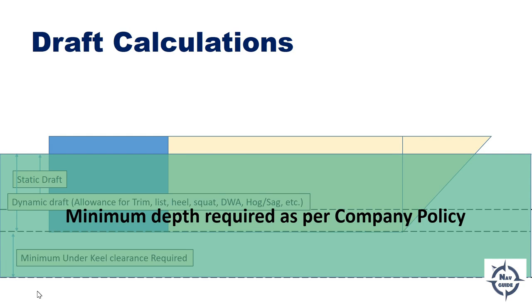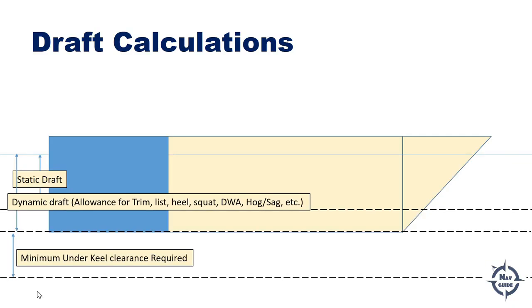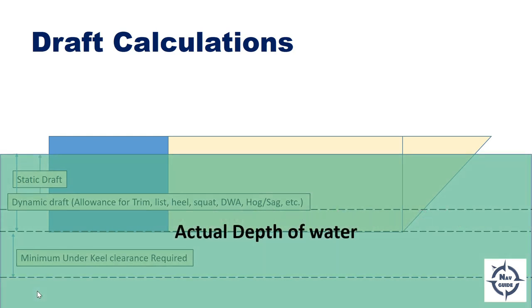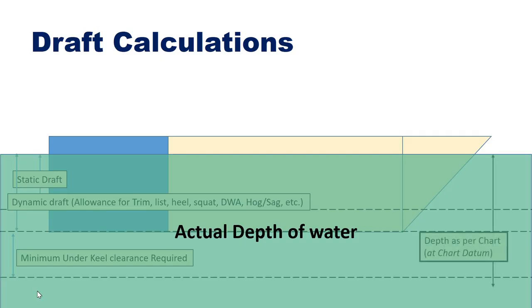Think about this. This is pretty simple to understand, right? You had a dynamic draft, which is the draft of the ship after all the allowance. To that you added the minimum UKC. So obviously this is the minimum depth required as per the company policy. Now how much is the actual depth of water which you can expect in a certain area? You have to calculate that before you go there. How do you calculate that? You get the depth as per the chart. This is the depth as per the chart datum. To that you add the height of tide or any other allowances. This gives you the actual depth of water which you can expect.